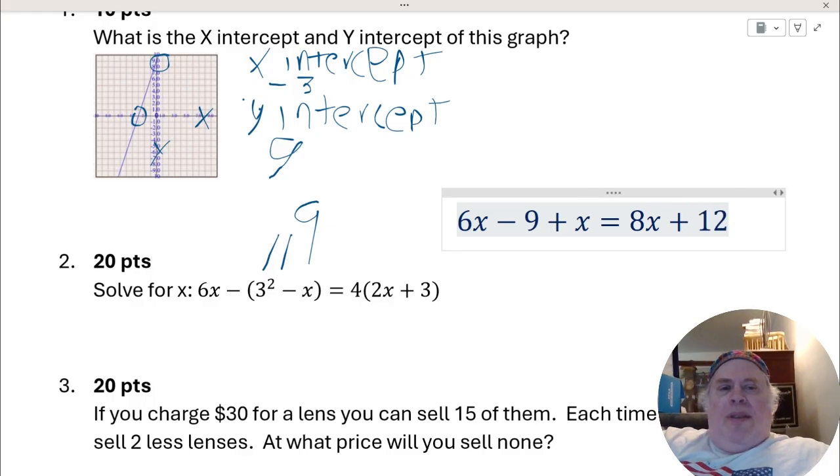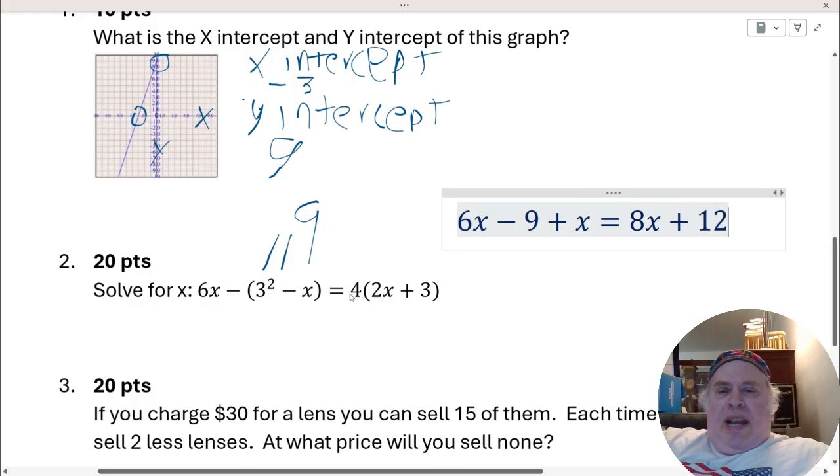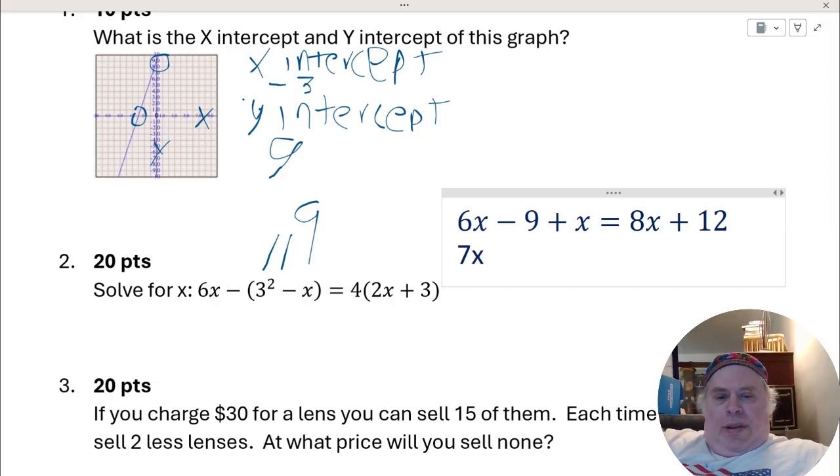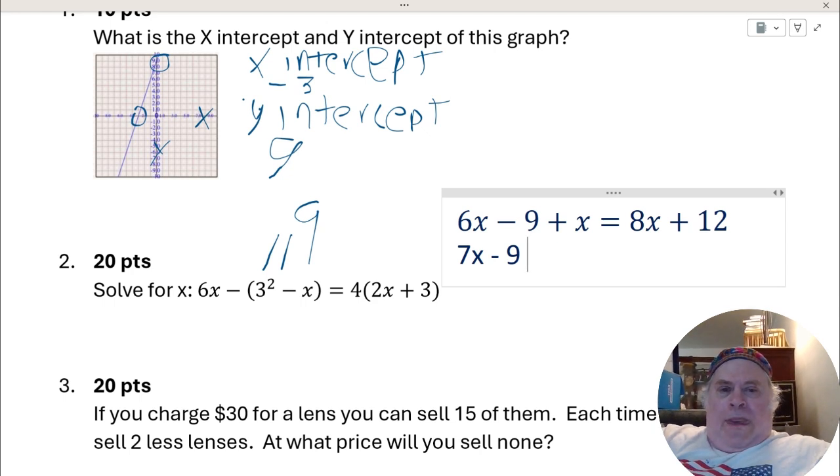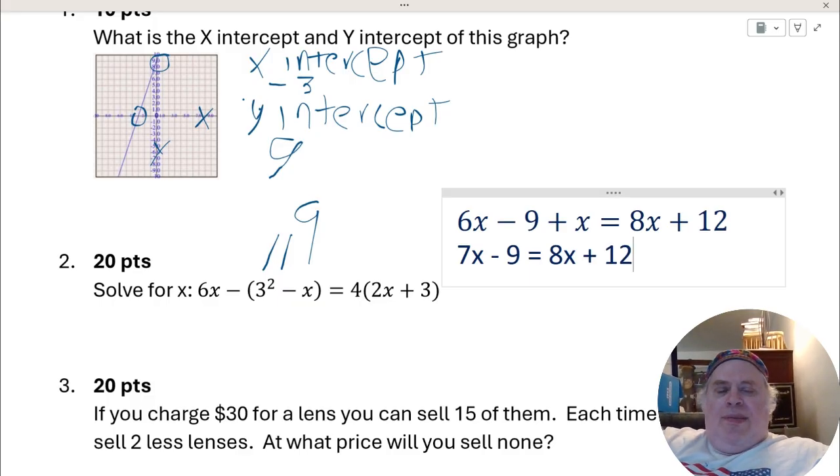Not 3, 12. We're going to do 4 times 2. You have to distribute the 4 to both parts. So 4 times 2 is 8, and 4 times 3 is 12. Now I'm going to combine the like terms here. x plus 6x becomes 7x minus 9, and that's going to equal 8x plus 12.